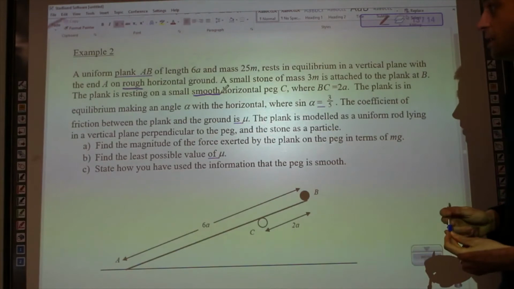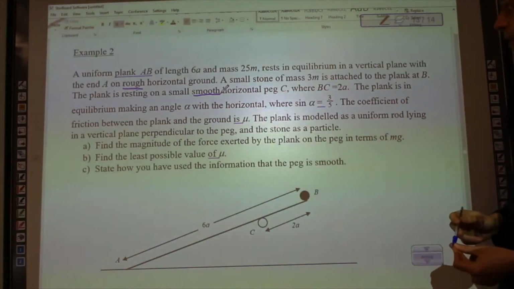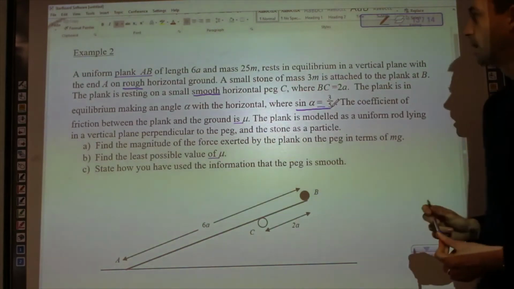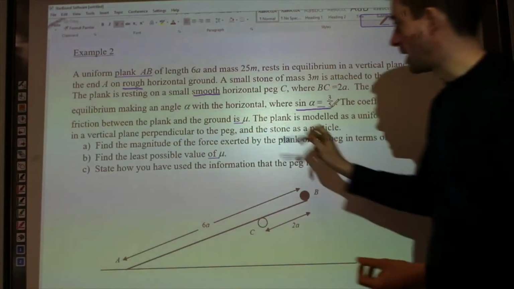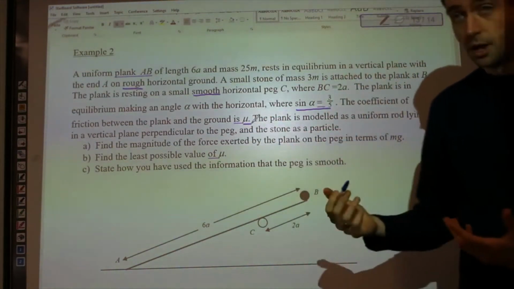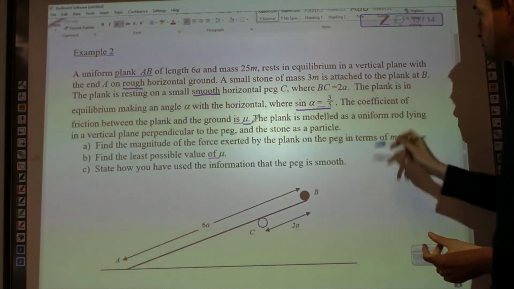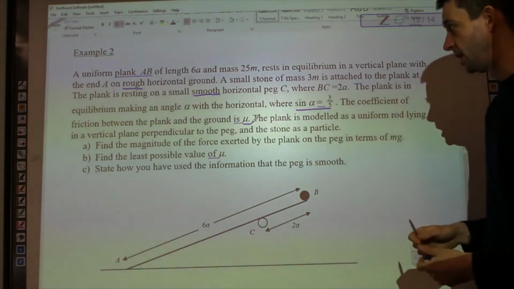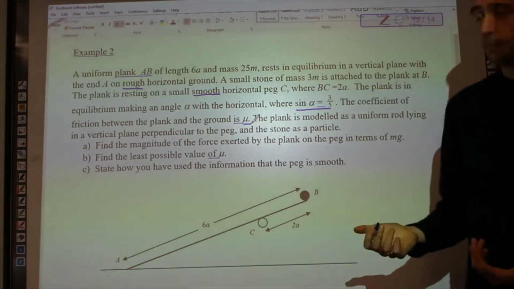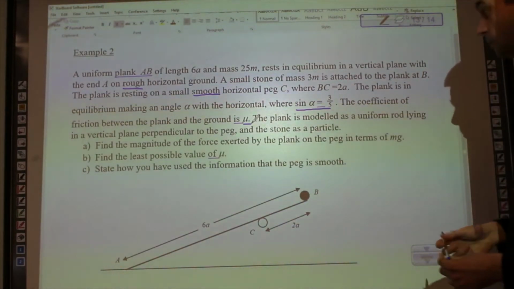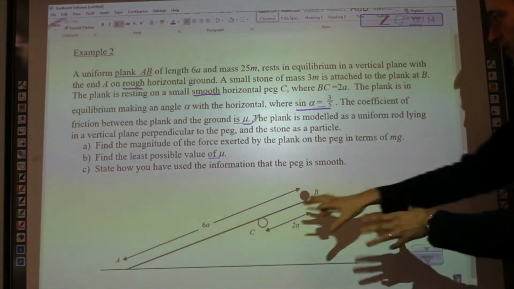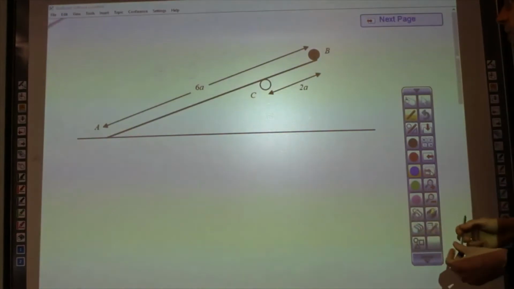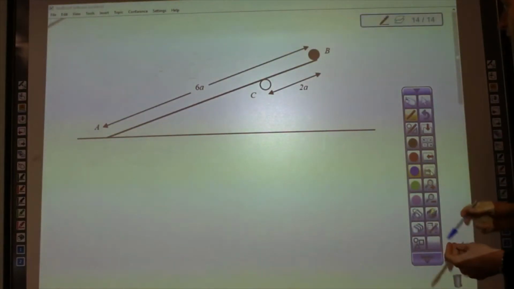The plank is in equilibrium, making an angle alpha with the horizontal, where sine alpha equals 3/5. The coefficient of friction between the plank and the ground is mu, unknown, and the plank is modelled as a uniform rod lying in a vertical plane perpendicular to the peg, and the stone is a particle. Okay, wonderful. Right, so we've got a copy of the diagram there, but what I've actually done is just got a bigger version here so that we can label what's going on.